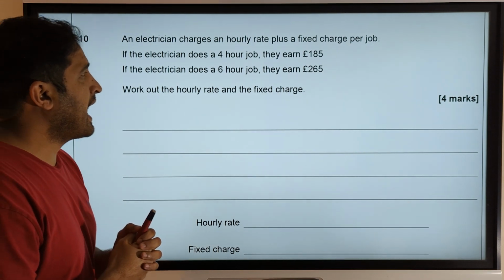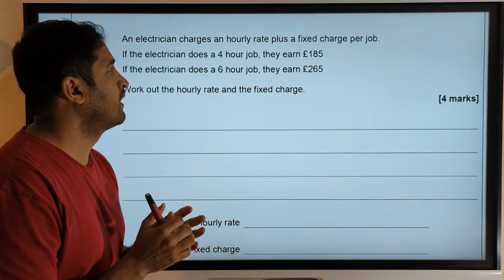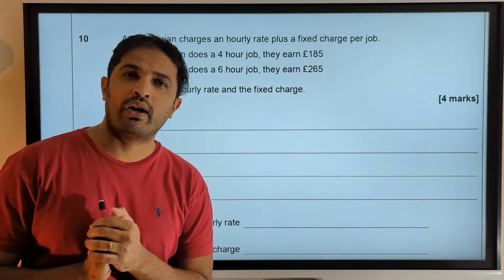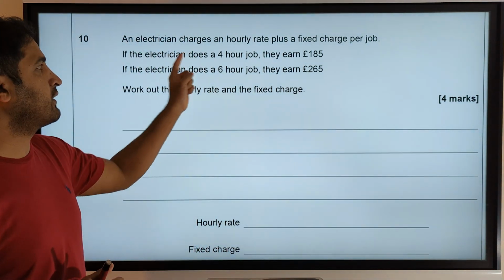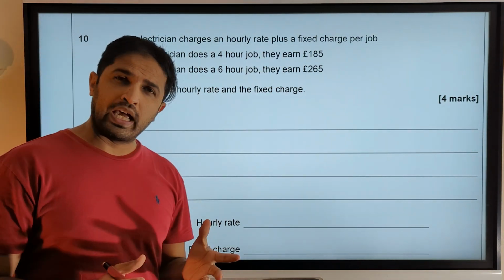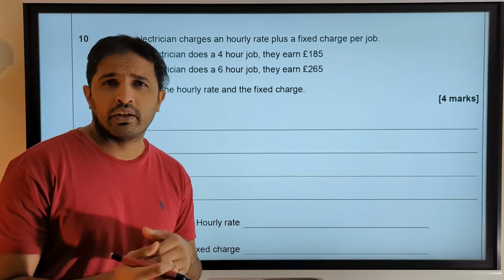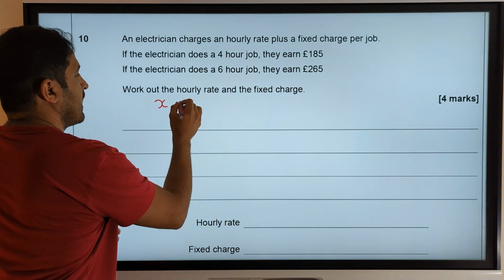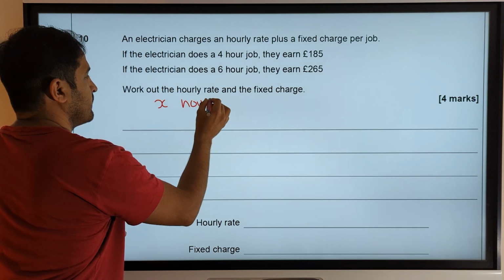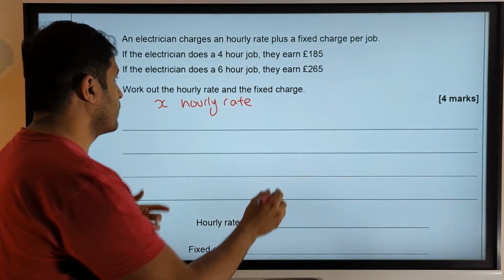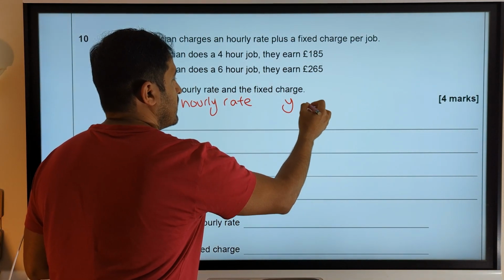An electrician charges an hourly rate plus a fixed charge for a job. Okay, this is a repeat question. That question did come up in the foundation paper as well. So we're looking at a 4-hour job, he charges 185. Since you're doing the higher tier, you should be able to solve this using simultaneous equations. So we're going to call X the hourly rate, and then we're going to use Y for the fixed charge.